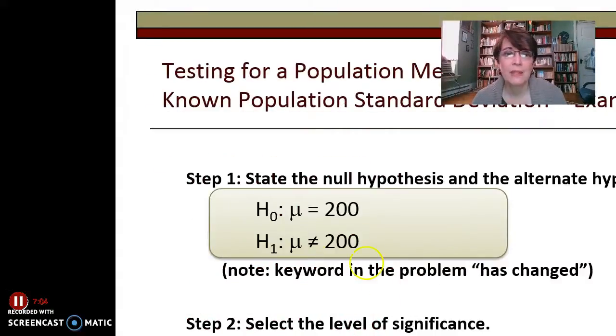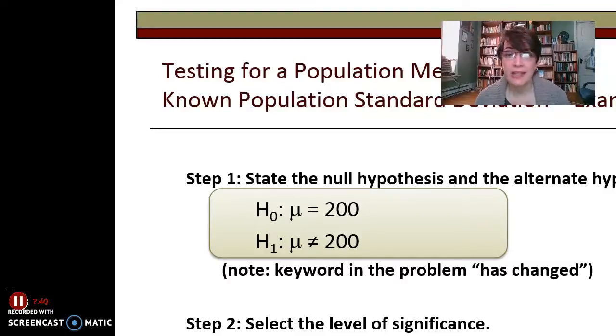Let's look at it. First, we're going to state the null hypothesis, which is no change. Remember, null hypothesis is always status quo. Whatever I'm trying to prove, the burden of proof is with the alternate. Sometimes it's easier to actually write the alternate statement first. In this case, mu is not equal to 200 for the alternate. Mu is equal to 200 for my null. So this wording goes with this kind of setup. I think that's an important thing to look at, what the words are.